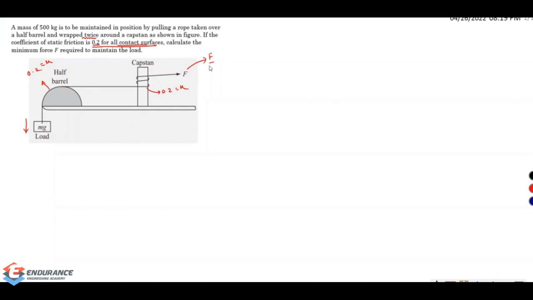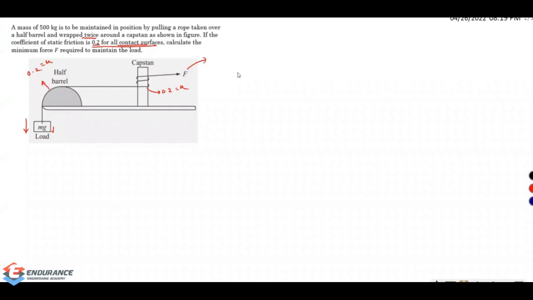If the force is not sufficient, this load might move down. That is one case. The load will be moving down. Second case is this force F is just sufficient, so that this load will not move down. It will just stay, which means if I just decrease this force, the load will move.